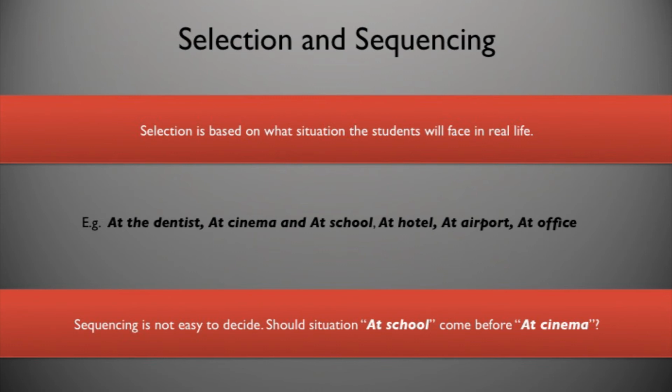The sequencing of those situations is not easy to decide. Why? Because one situation cannot proceed or come after another situation. For example, the developer should think whether the situation at school comes before at cinema.